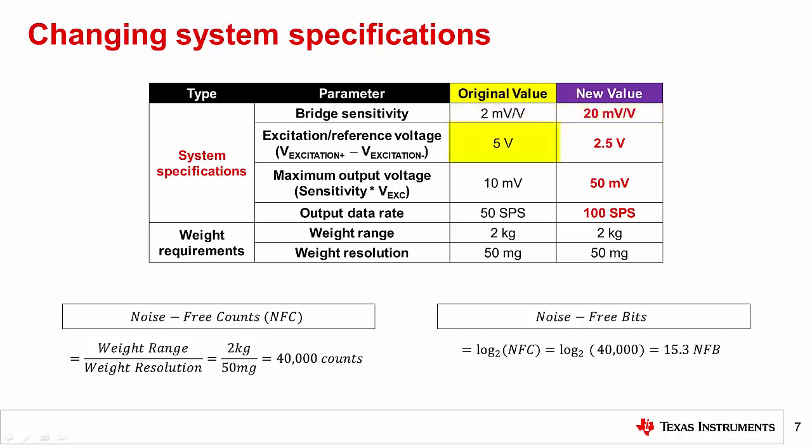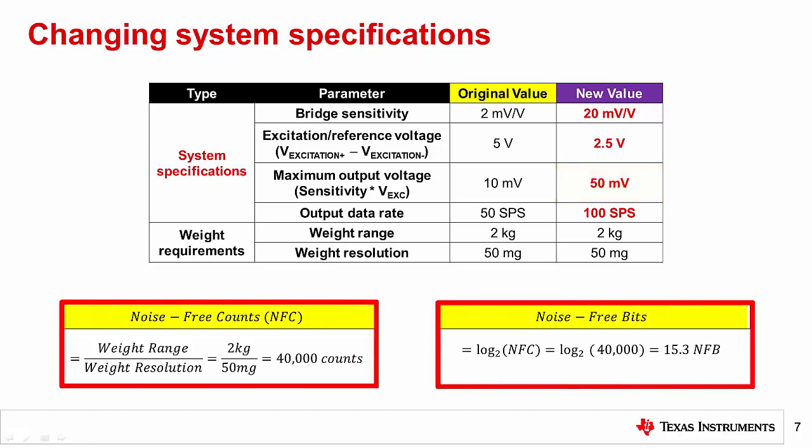At the same time, you find out that your system does not have a 5 volt power rail, and it would be cost prohibitive to add one. As a result, you must use an excitation voltage of 2.5 volts. Both of these changes result in a new maximum bridge output voltage of 50 millivolts. Finally, you confirm that the increased dynamic range relaxes your noise budget a bit, enabling you to sample at 100 samples per second. While these are significant system changes, they don't actually alter the target noise-free counts or noise-free bits.